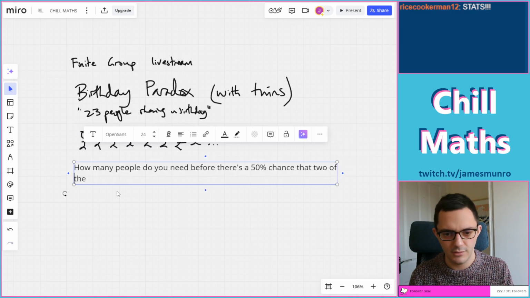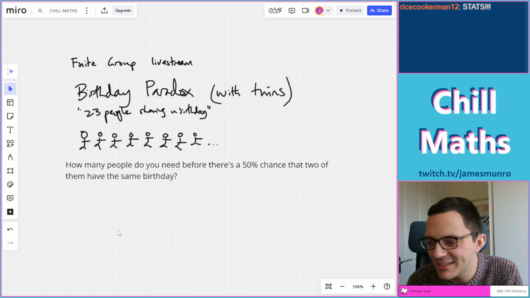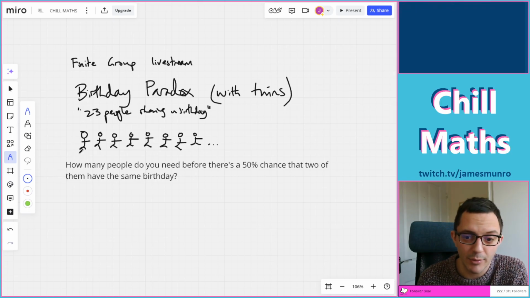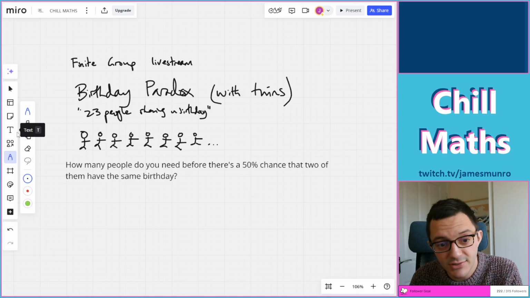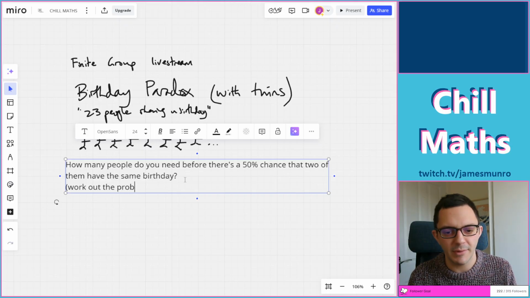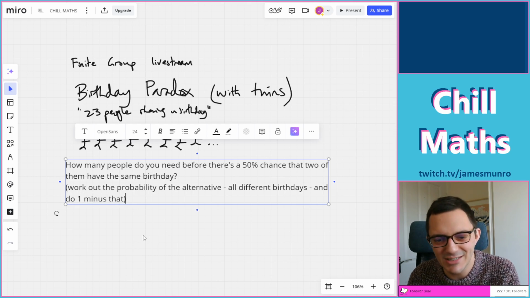Before there's a 50% chance that 2 of them have the same birthday, which is fair enough. And sort of probability statistics, as chat, Rice Cooker Man in here is talking about stats. The idea is, I suppose, that you can just work out the probability that they all have different birthdays and do 1 minus that. So work out the probability of the alternative with different birthdays, and do 1 minus that, which is a fairly standard probability trick, I think.